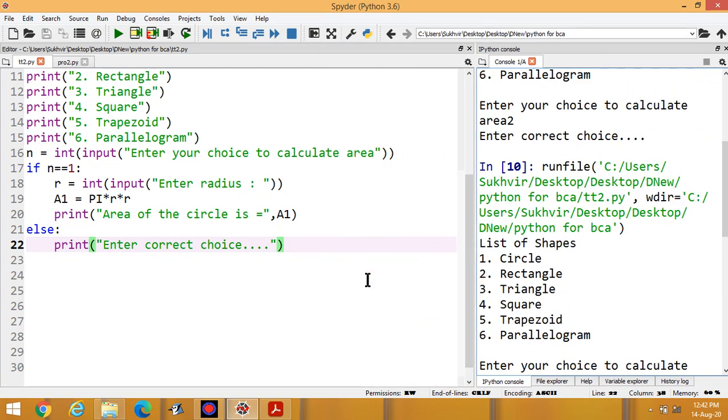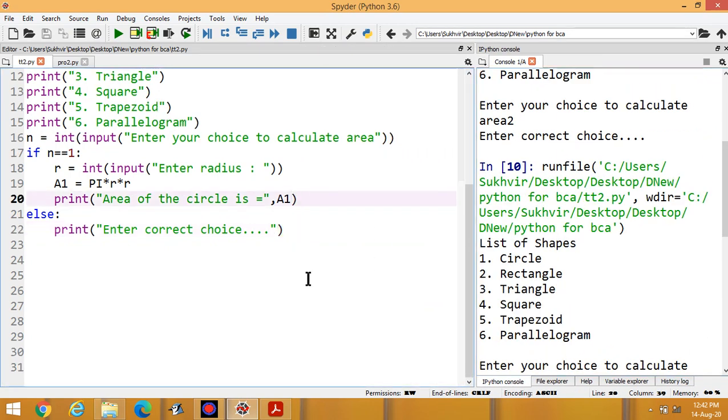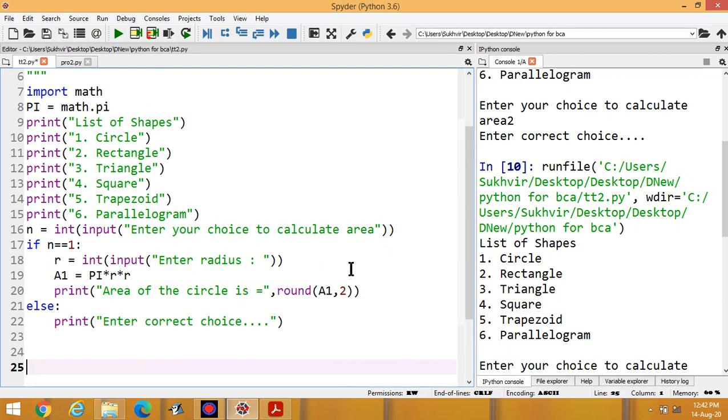Now I can control the decimal point also by writing here round a1 comma 2 like this. Similarly, I can design the other blocks. Second one is rectangle, third is for triangle, fourth one is for square, fifth one is for trapezoid, and sixth one is for parallelogram. We already know the formulas for the area.